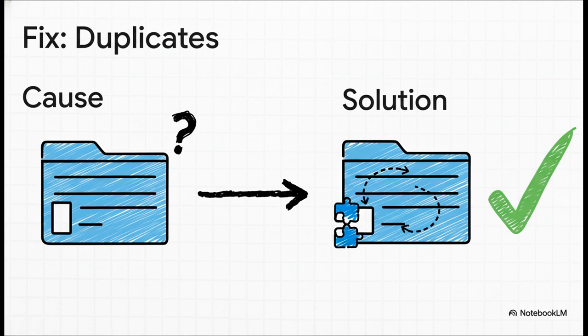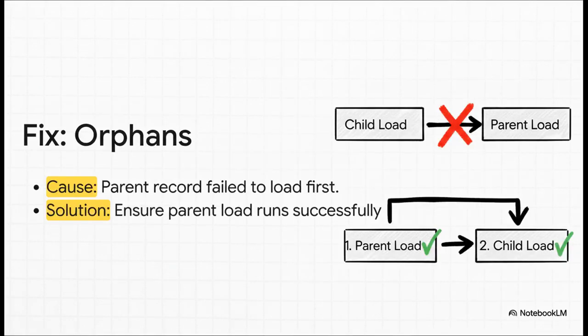Boom, problem solved. The next major headache you might run into is the orphan child record. This is a child that has somehow lost its link to a parent. And this isn't just a messy data point. This is a serious data integrity issue. And the cause for this goes right back to that loading sequence we just talked about. Either the parent record flat out failed to load, or its ROWID wasn't resolved correctly when the child was being loaded. The fix here isn't a complex bit of code. It's a procedural discipline. You must always ensure your parent load job finishes successfully before you even kick off the child load.